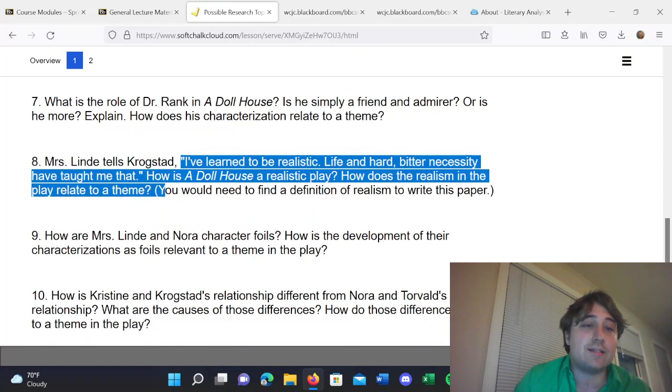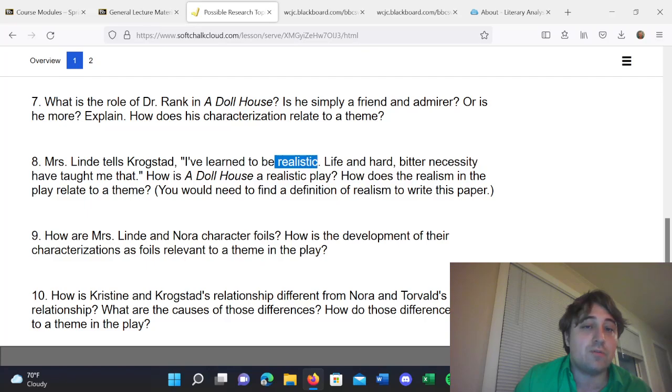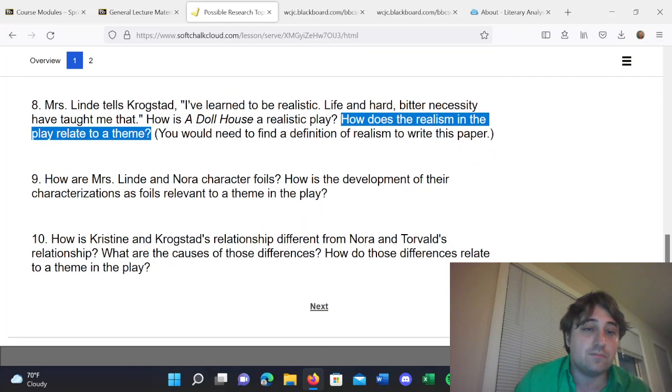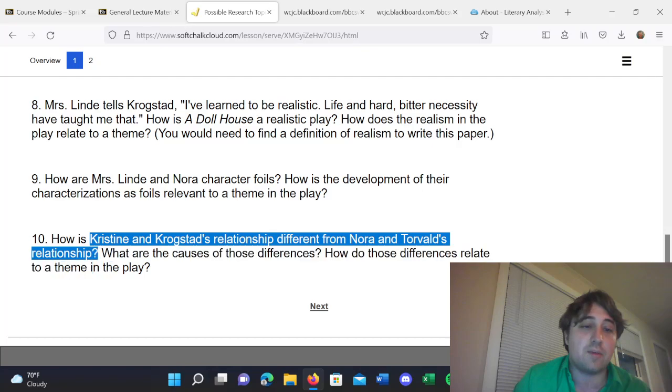You could take a quote that you thought was especially interesting. This is a quote about realism. So you could reflect on the quote and ask, is it a realistic play? How does the realism of the play relate to the theme? You could ask how characters compare and contrast. So how are these characters foils? And you could also do the same thing with relationships. How do relationships in the play compare and contrast?